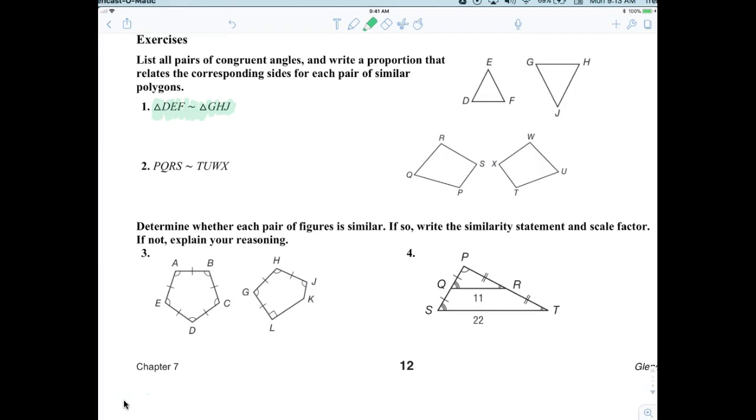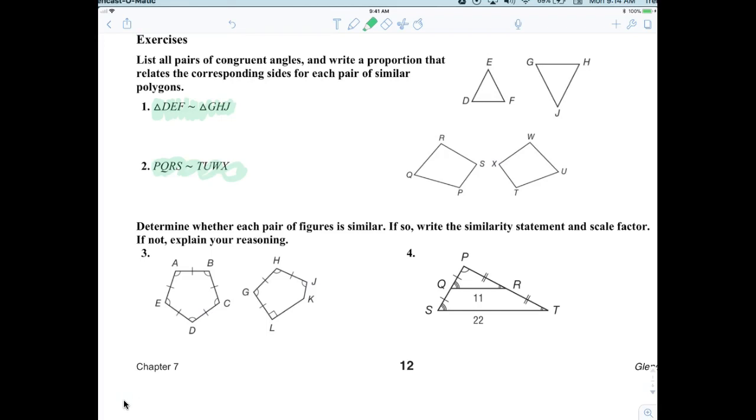Now, if you look at the next figure, you can see how, to me, it's rotated. It looks rotated, but I don't even care because they give me this information right here. So I know PQ over TU is equal to QR over UW, which is equal to RS over WX, which is equal to PS over TX. Now, I hope the way I said that, you can say that's exactly what I'm saying. Right? There's no reason to write it down, in my opinion.